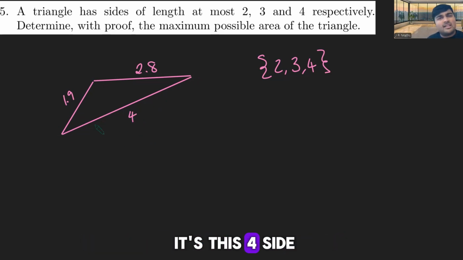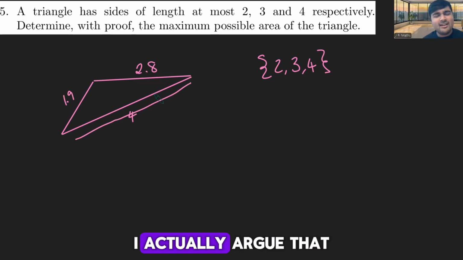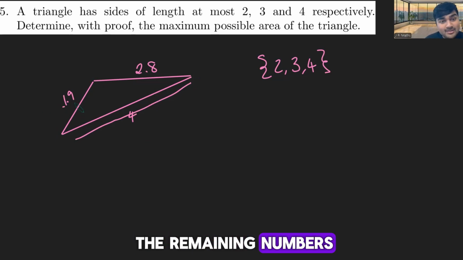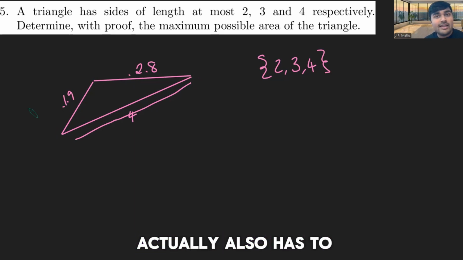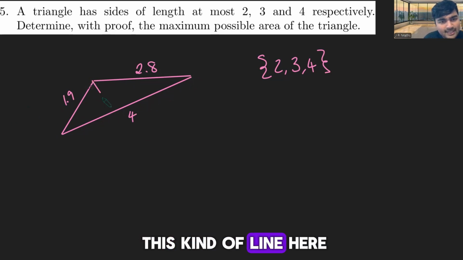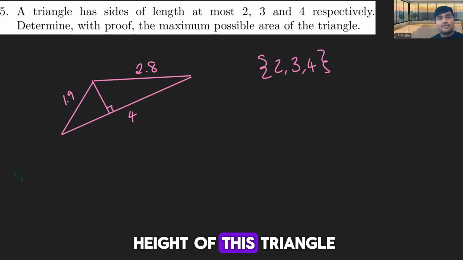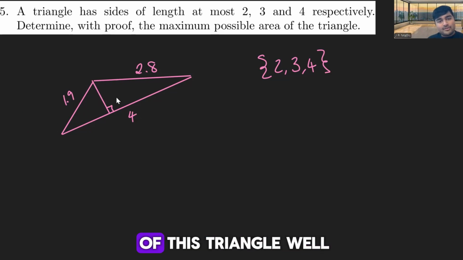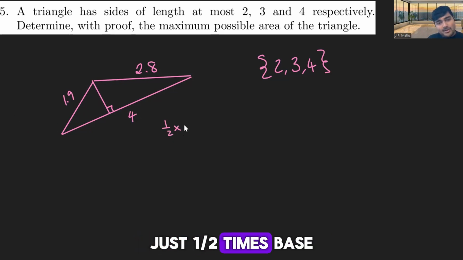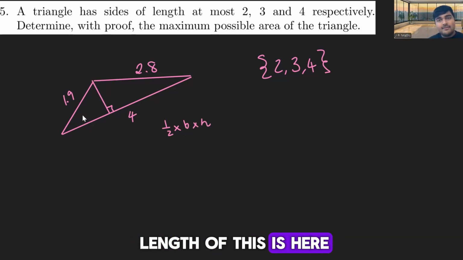Okay, so let's just say it's this 4 side. Doesn't really matter. Let's just say that this side here has side length 4. So it's one of the numbers from the set. Well, I actually argue that one of the remaining sides also has to be from the set 2, 3, 4. Why is that? Well, let's draw on this line here. That line is going to be the perpendicular height of this triangle. Now, what's the area of this triangle? Well, the area is just a half times base, which in this case is 4, times the height, whatever the length of this is here.